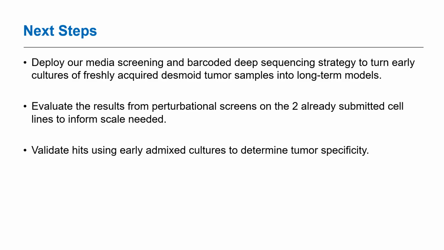We are also looking forward to evaluating the performance of the two cell lines we submitted for dependency screening, and the observations we'll be making from these two lines will greatly inform the scale we potentially need for generating the desmoid tumor dependency map successfully. We are also open to the possibility that not all samples are amenable for long-term propagation, but we still wish to include all samples we receive into our study. Importantly, we're clearly learning from this disease that the heterogeneity in cell composition is likely a feature and not a bug, and so we think that validating dependency hits in early admixed cultures will be key.